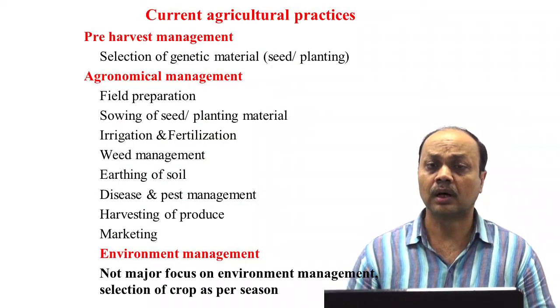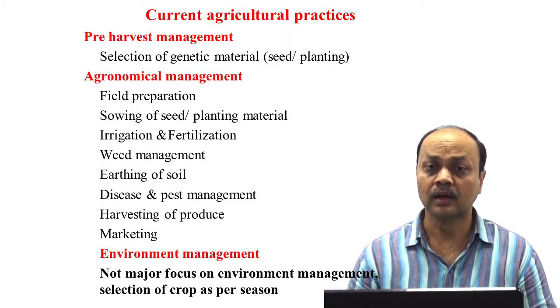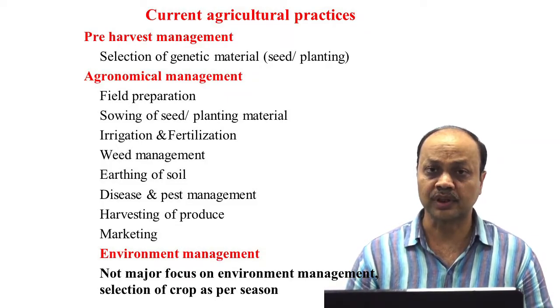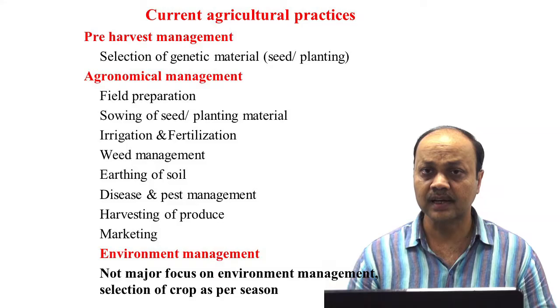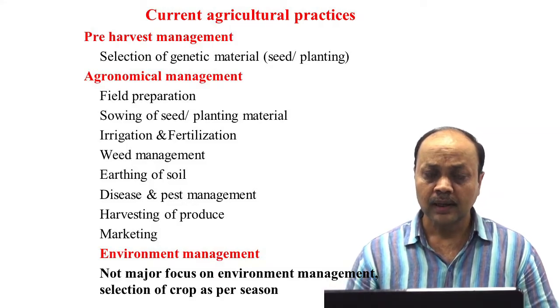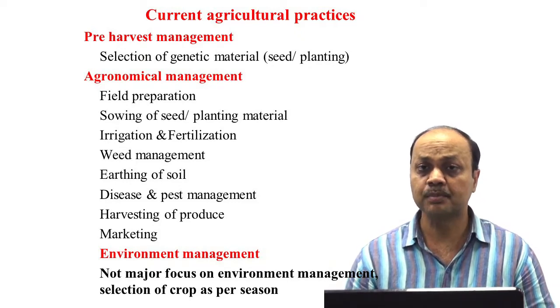If you see our current agriculture practices, we have discussed them many times, and you know very well what the farmers are doing. Normally, three factors are important. Broadly, we can say the selection of seed and agronomical management are done, but there is no control of environment. Our cropping cycle is based on the season.